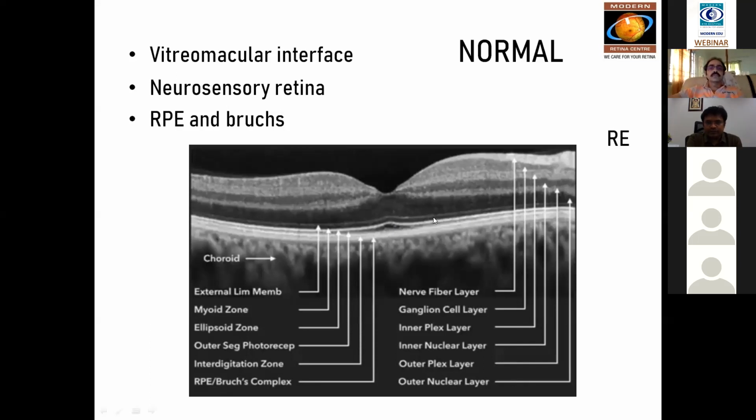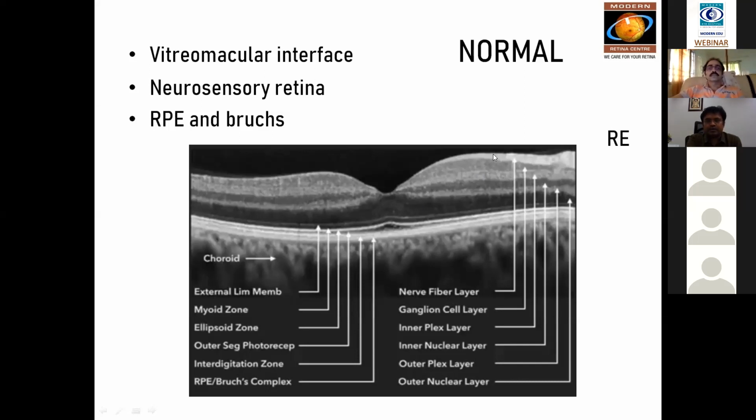Just above that, you can see one more bright line, but a little faint compared to the earlier one. This is the external limiting membrane. So you have the Bruch's membrane, you have the photoreceptor layer, and this is the external limiting membrane. Then we have the outer nuclear layer, outer plexiform layer, the inner nuclear layer, inner plexiform layer. Above that, you have the ganglion cell layer. And above the ganglion cell layer, you have the nerve fiber layer along with the ILM.